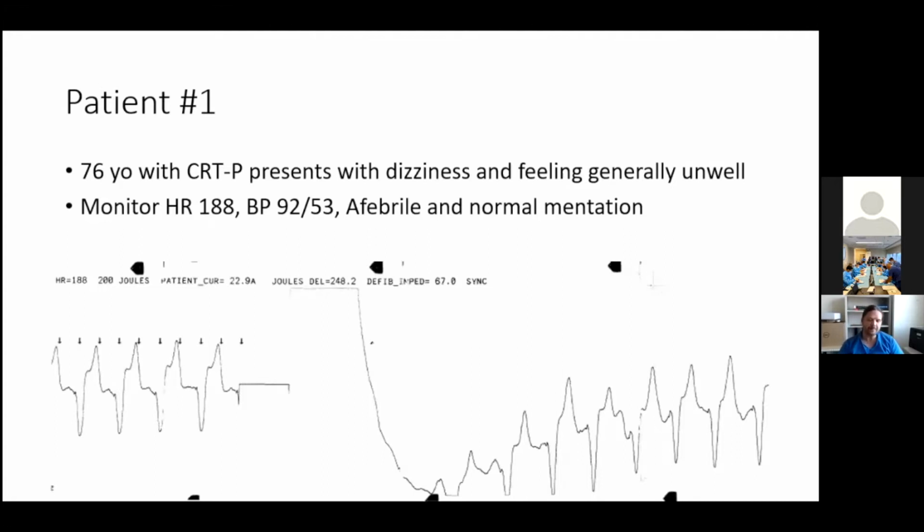The first patient I want to talk about is a 76-year-old who has a CRT-D device. He presented with dizziness and feeling generally unwell. On the monitor, it revealed a heart rate of 188 beats per minute. His blood pressure was 92/53. He was afebrile and had normal mentation.